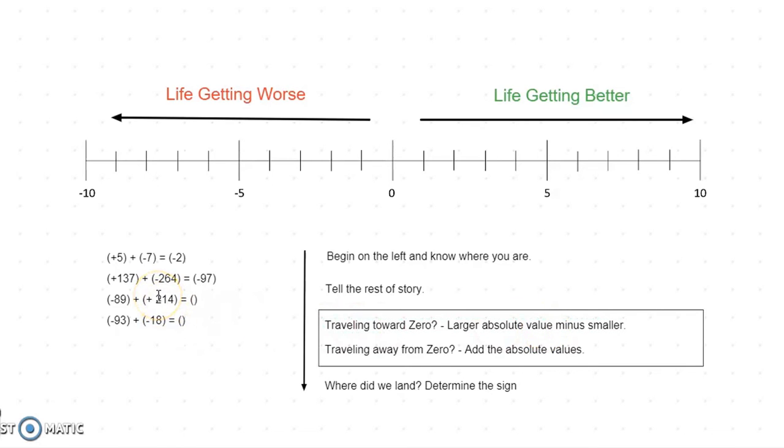So here it would be 214 minus the 89. We get to ignore the signs right now. And that gives me 125. And now we just have to figure out what our sign is. Well, if we started in the left at about negative 89 and we added far more than 89, we're going to cross over into the positive side. And so it's positive 125.